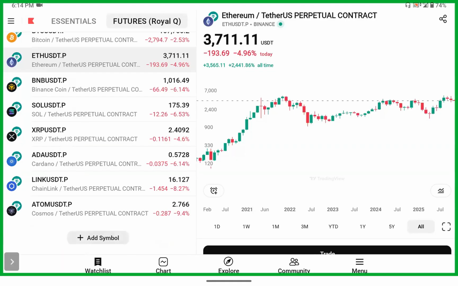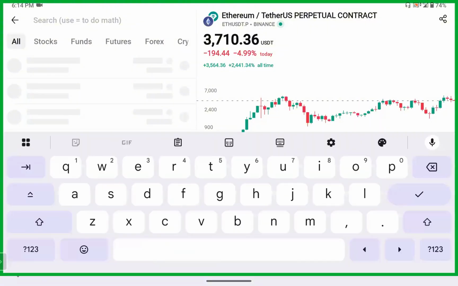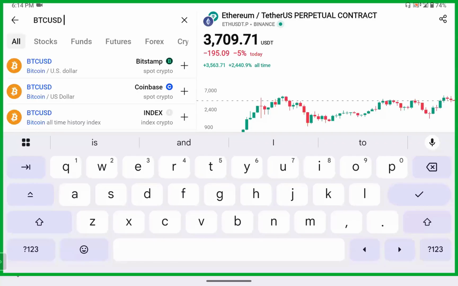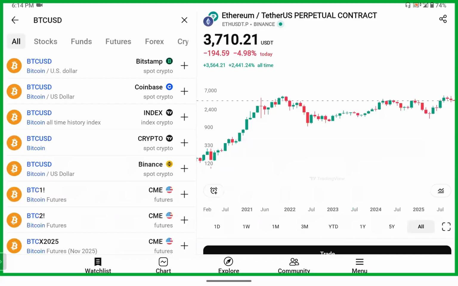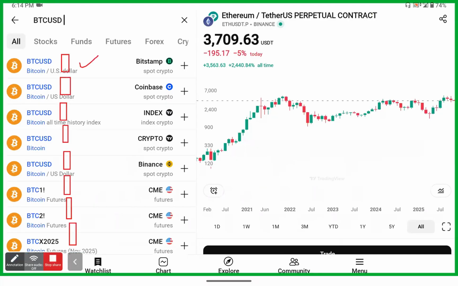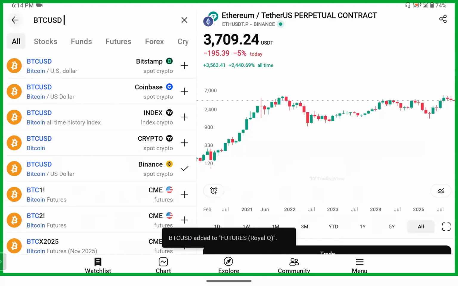This is how I will tap add symbol. Then I will type in BTC USD. You see, if I add this, then of course you look for the exchange you are trading. If you are trading on Binance, always look for the Binance one. So I'm going to add this one of Binance. Yeah, it has been added. Let me go back to mine. Hope we are together.